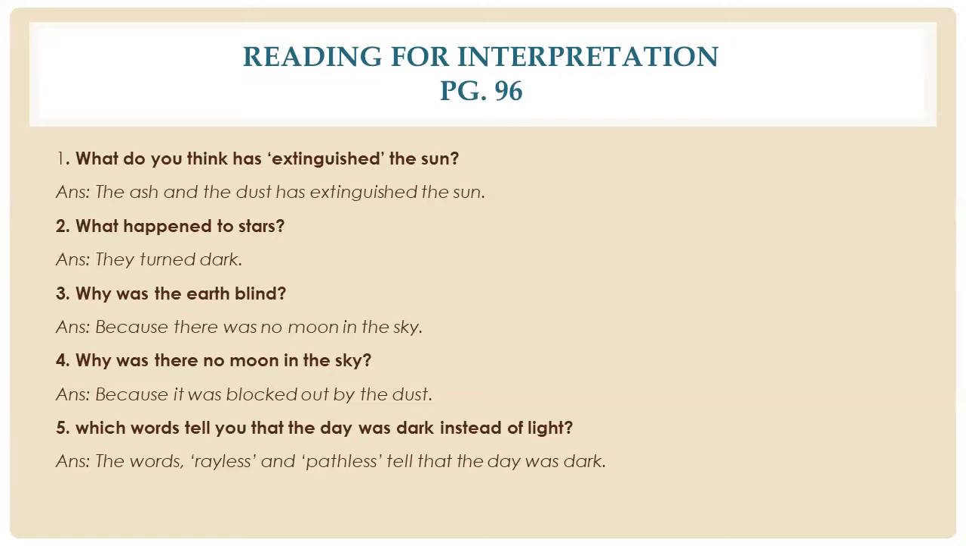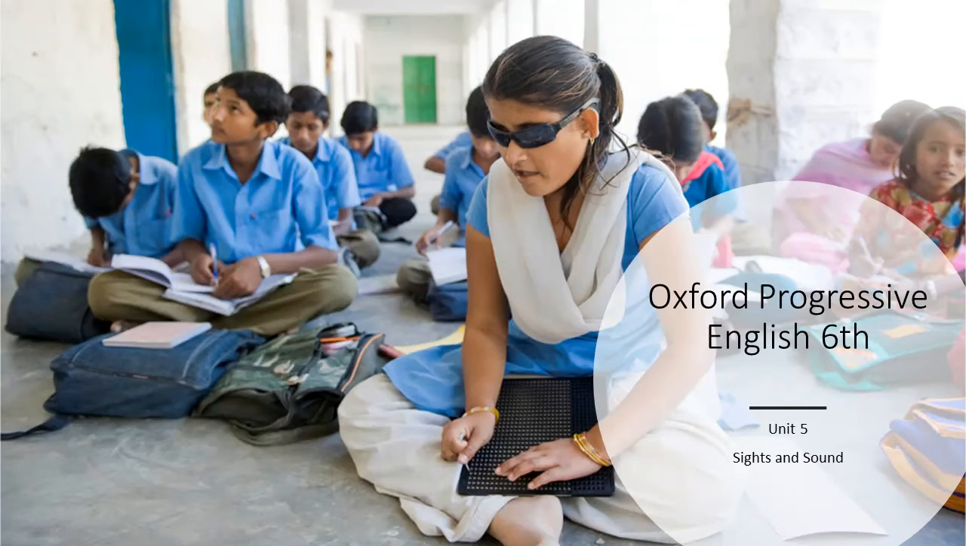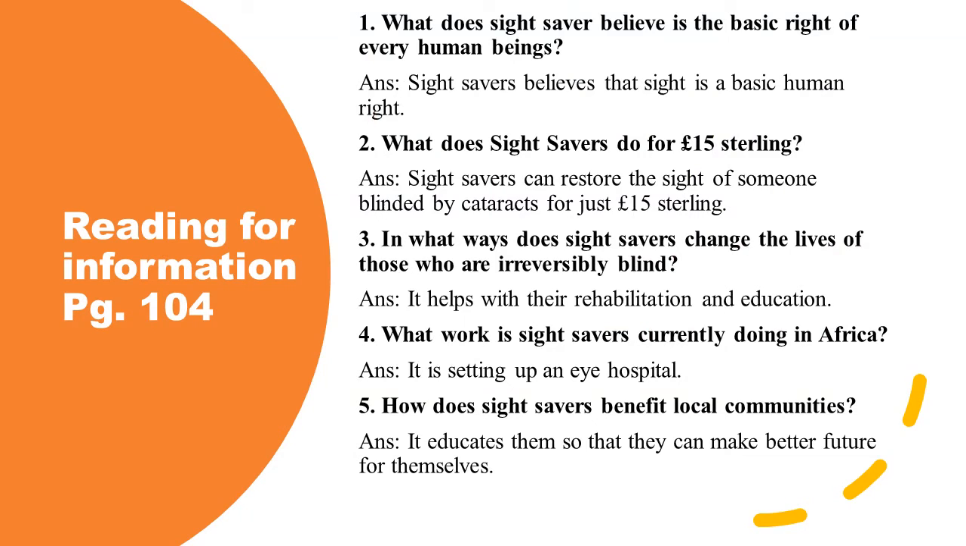We will move to our next unit, number 5, Sights and Sounds. Reading for information at page number 104. Question number 1 is, what does Sightsavers believe in the basic right of every human being? They believe that sight is a basic human right. What do they do for 15 pounds sterling? They say that they can restore the sight of someone blinded by cataracts.